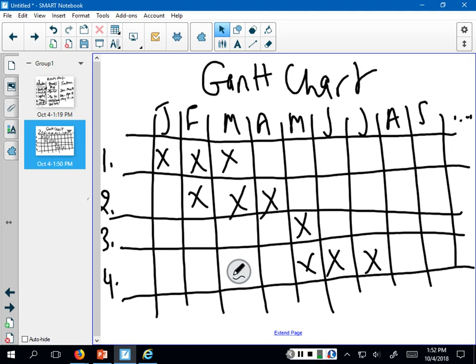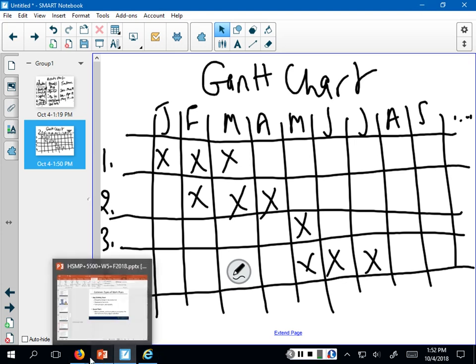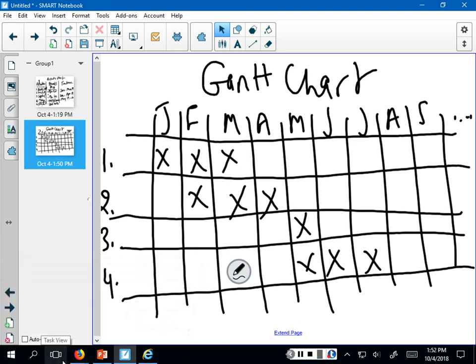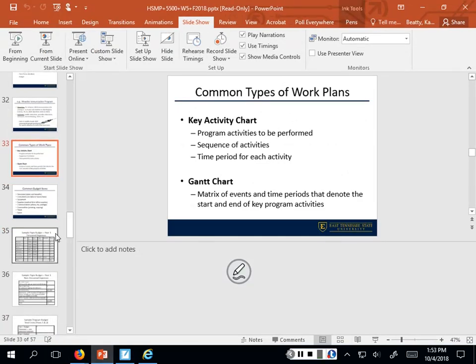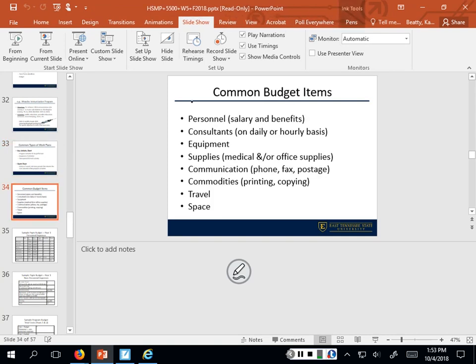So now the fun part. What is the fun part? Budgets. So I love budgets because they keep us on track.